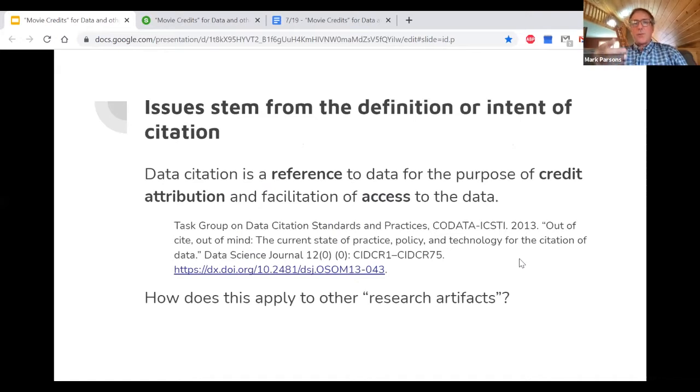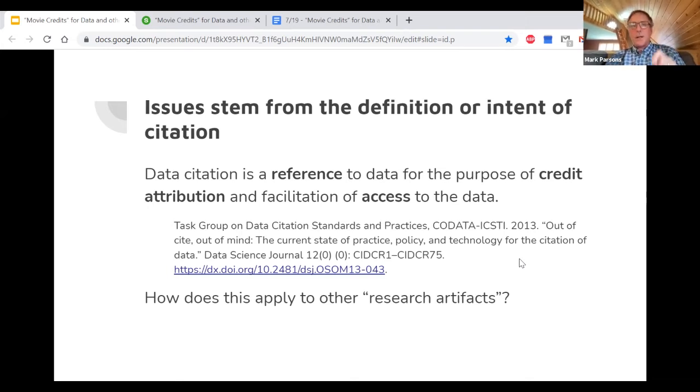And these issues really stem from what we mean by citation. And we've been using this definition that came originally from CODATA and ICSTI, the International Council on Scientific and Technical Information, where data citation is a reference to data for the purpose of credit, attribution, and facilitation of access to the data. So this is really important.